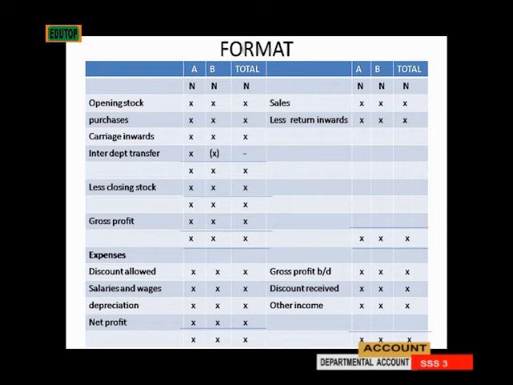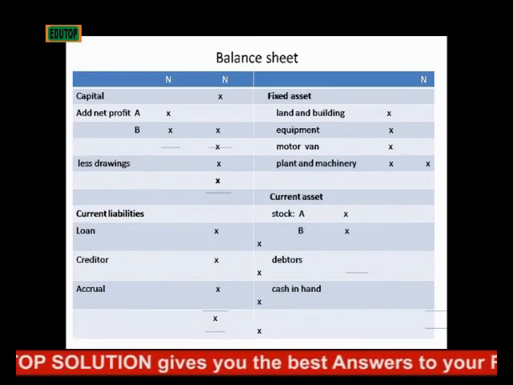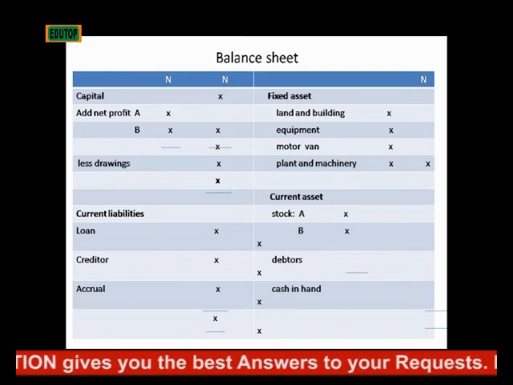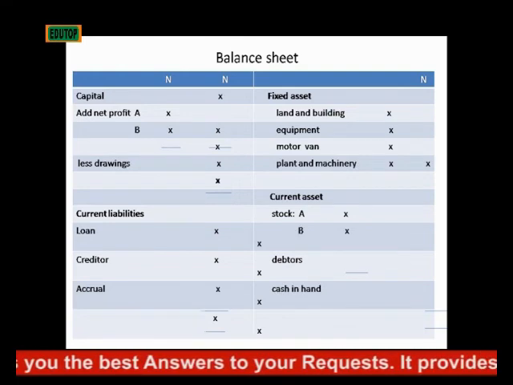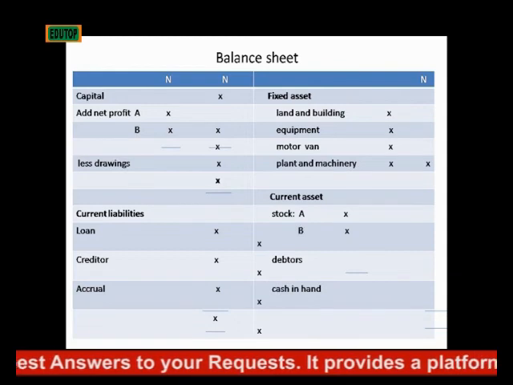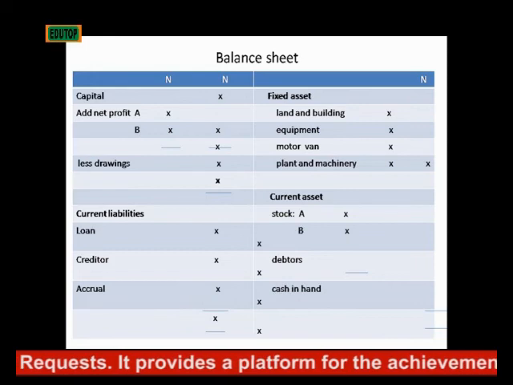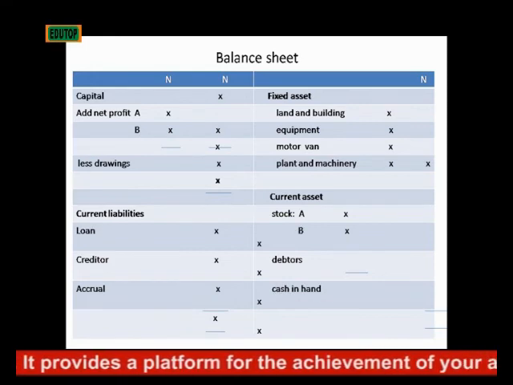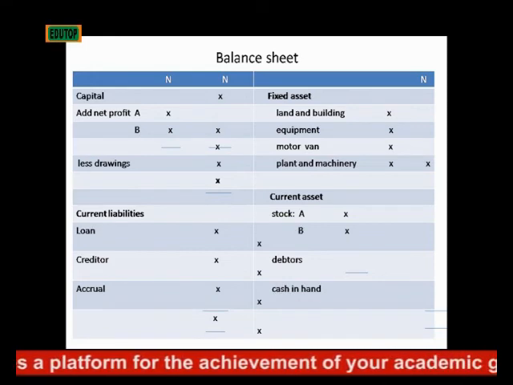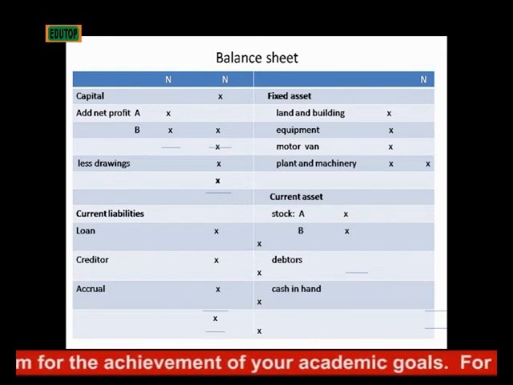The same thing happens to the balance sheet, whereby you have a capital, then net profit from each department, which is Department A and Department B, is given. Then you record the necessary items as well. On the other side, we have fixed assets, which are land and building. You have equipment, you have a motor, plant and machinery. And under current assets, you can see that the stock is classified as Department A and B, and it's been totaled together. So at the end of the day, you balance your account.